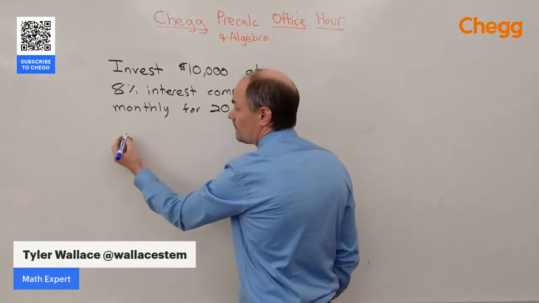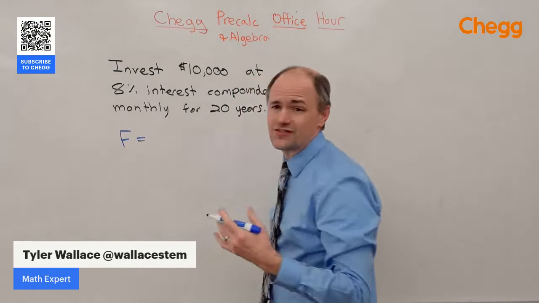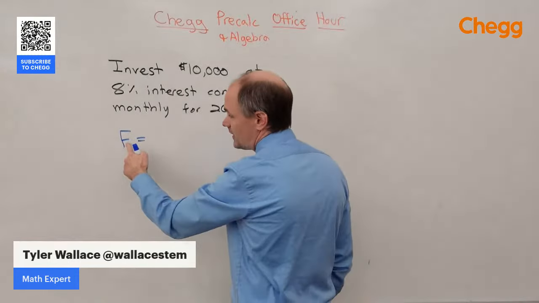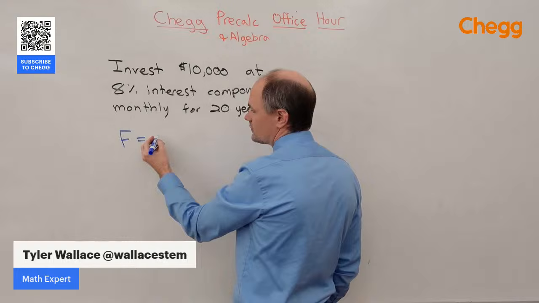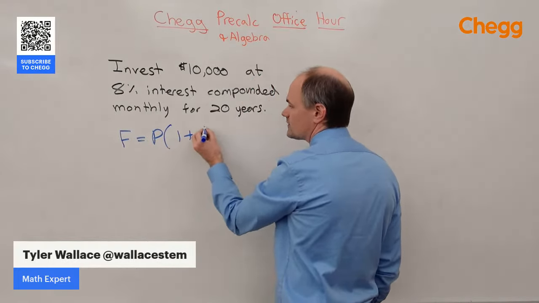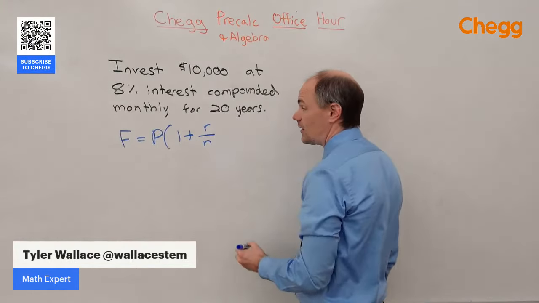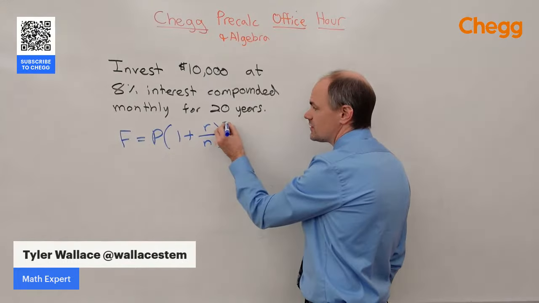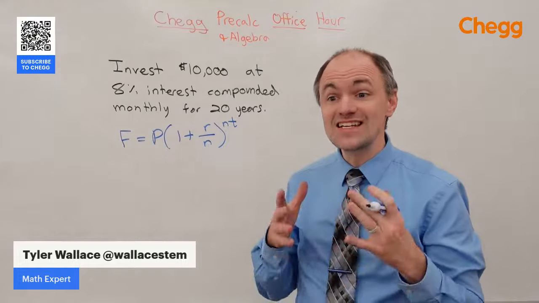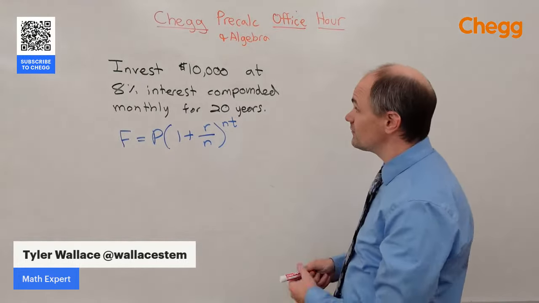But the formula for compound interest is the future value, and every book uses different variables, so I'm just going to use convenient variables. But as long as we know what they mean, the future value in 20 years is equal to the principal value or starting value times 1 plus the interest rate as a decimal divided by the number of compounds in a year, raised to the number of compounds in a year times the amount of time that investment sits there. So what we're going to do is go through and plug in this information.